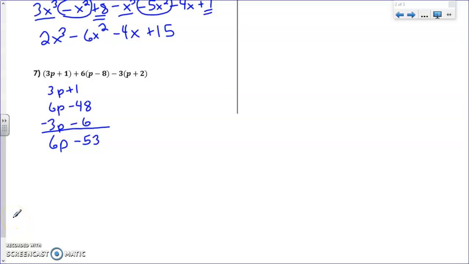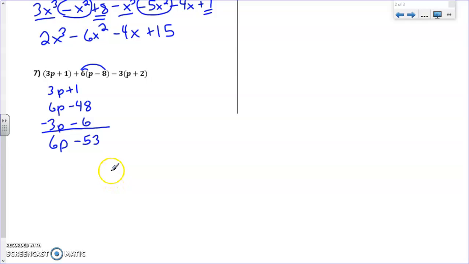Everybody good? Okay. It may help you to write in columns. So like I put the 3p plus 1, and then I distributed and got 6p minus 48, and I lined up my like terms. So if you're having trouble with the long one, you can write them in columns, and then negative 3. So 3 plus 6 is 9, minus 3 is 6, 1 negative 47, and 6 is negative 53. Good? Everybody good there?